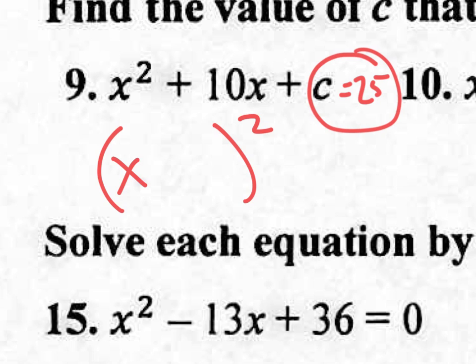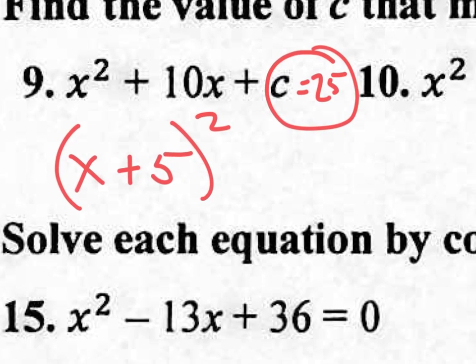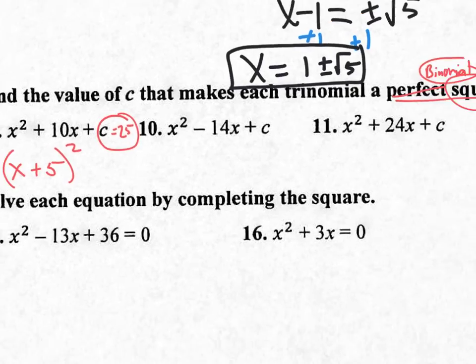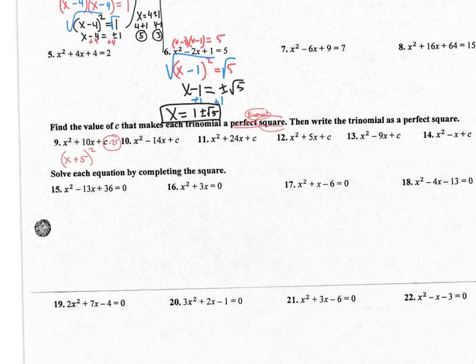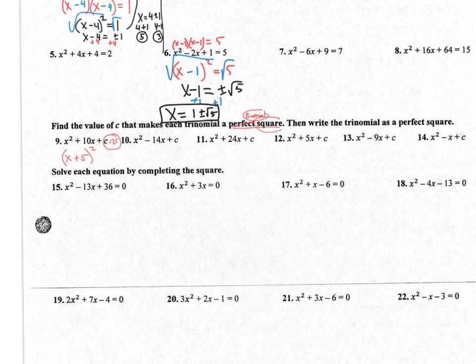X plus 5. There you go. X plus 5 squared. That's it. So numbers 9 through 14, it's really that easy. You just take half of b and then square it. The only one I think you might have a problem with, and I'll be honest with you, is when your b value is odd, then it gets a little more challenging. All right, let's do number 12 right here.